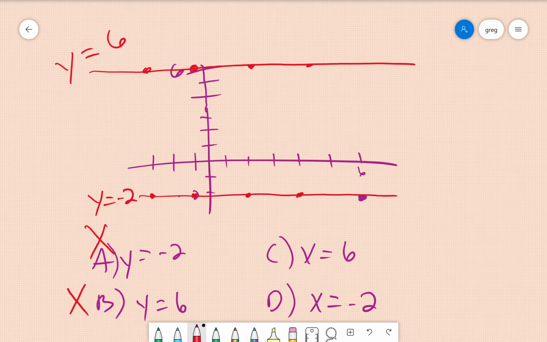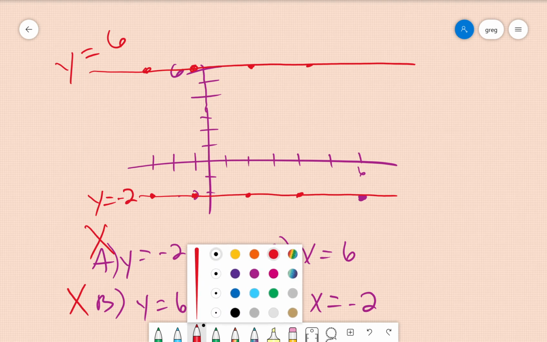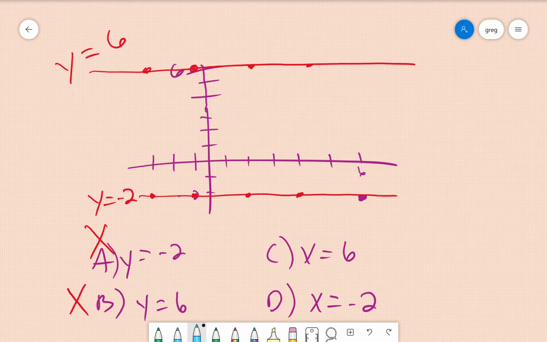Now let's look at C and D. Let's look at D right now. I'm going to do these in a different color just because it's cool. So now D says what? X equals negative 2. So that's 1, 2. So now this says almost the opposite. It doesn't matter what your y is, x is always going to be negative 2. So I can go negative 2 and 0 is here, negative 2 and 2 is here, negative 2 and 4, negative 2 and 6, right? So now I have a vertical line, because this goes through x equals negative 2.